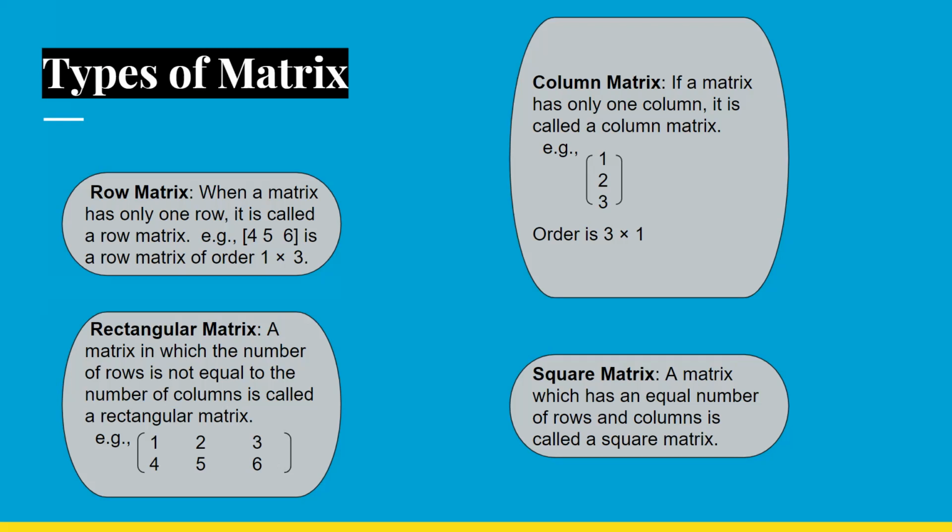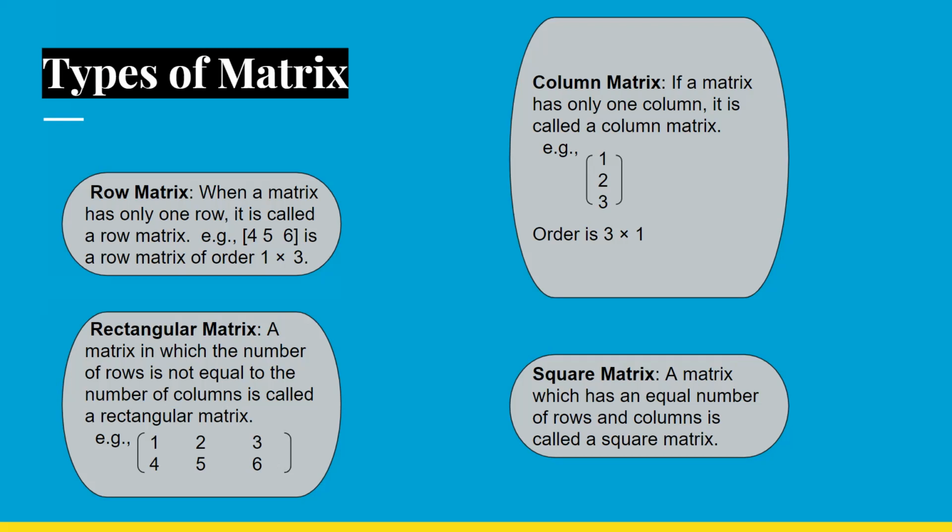Next is the rectangular matrix. As the name suggests, it is a rectangle, meaning length and breadth must be different. So it is a matrix in which the number of rows is not equal to the number of columns. We call it a rectangular matrix. For example, first row contains 1, 2, 3. Second row contains 4, 5, 6. Hence the order becomes 2 by 3.